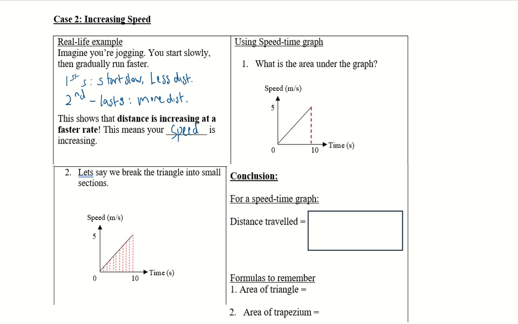So let's look at the area under the graph in this context over here on the right. I want to get the area under the graph, and my distance is half times 10 times 5, and I'll get 25 meters covered. So why is this true?